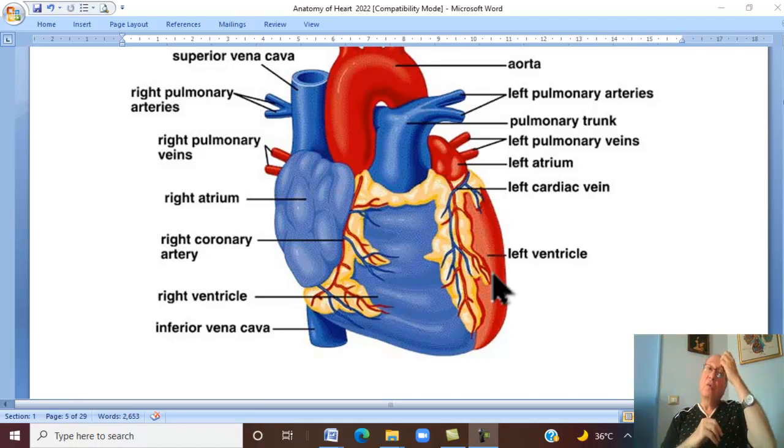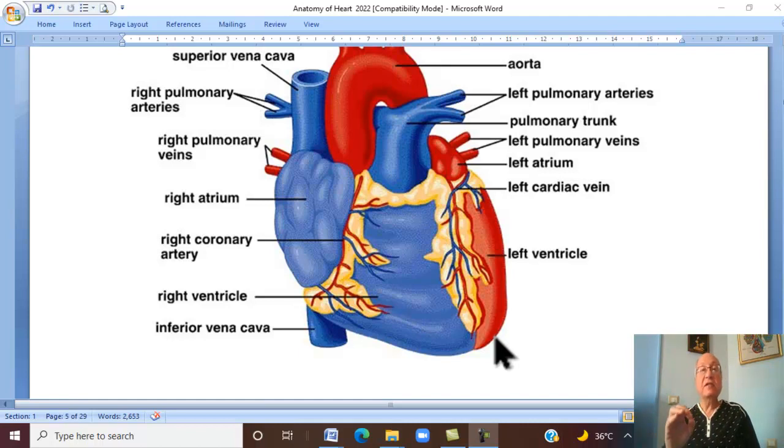What is the shape of the heart? The shape of the heart is like this. What is this? Conical in shape. And this structure, which is conical in shape, has a base or posterior surface and has an apex.